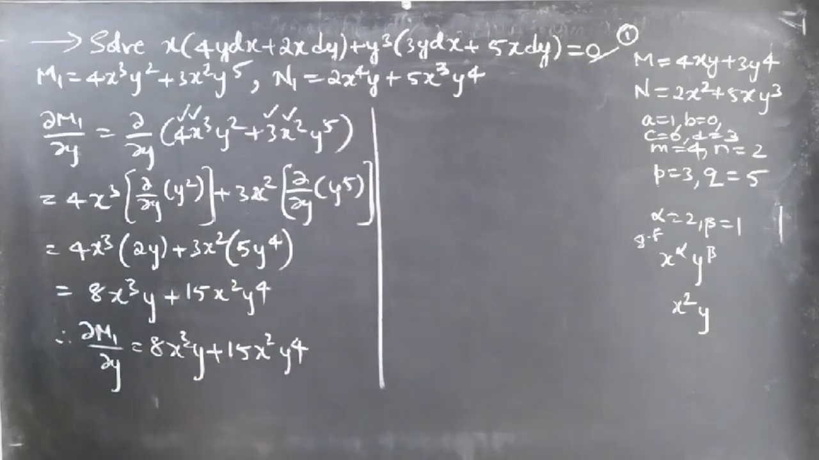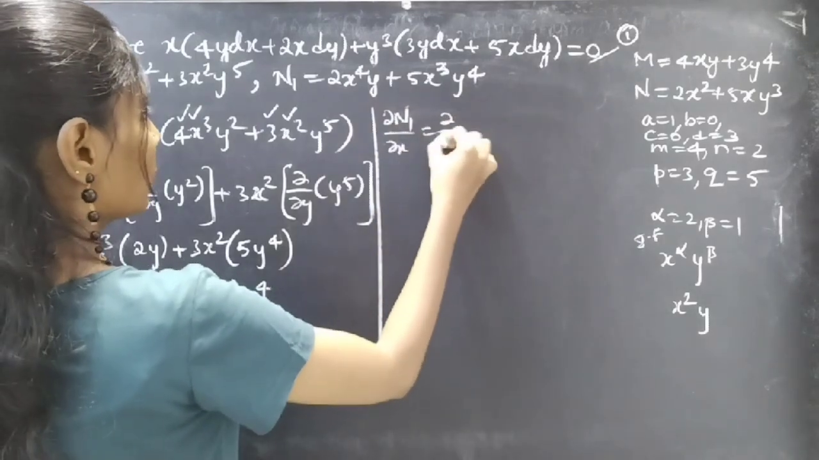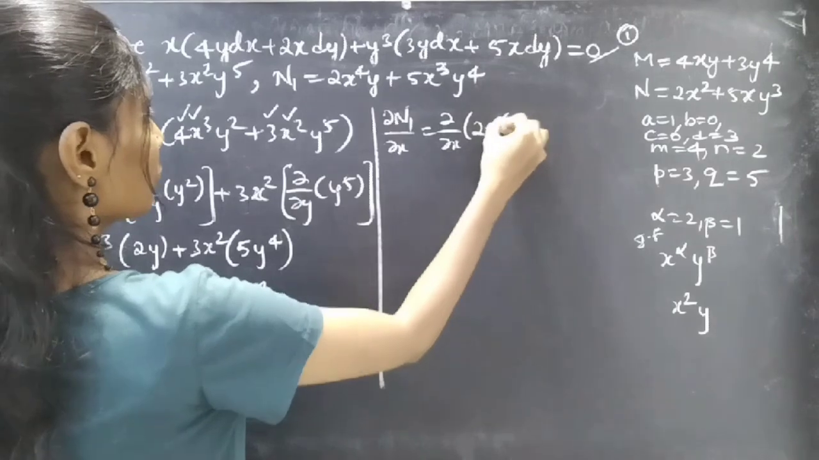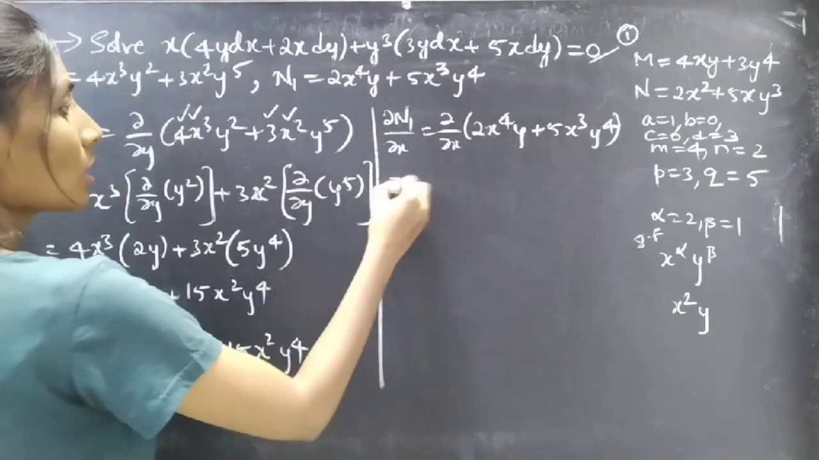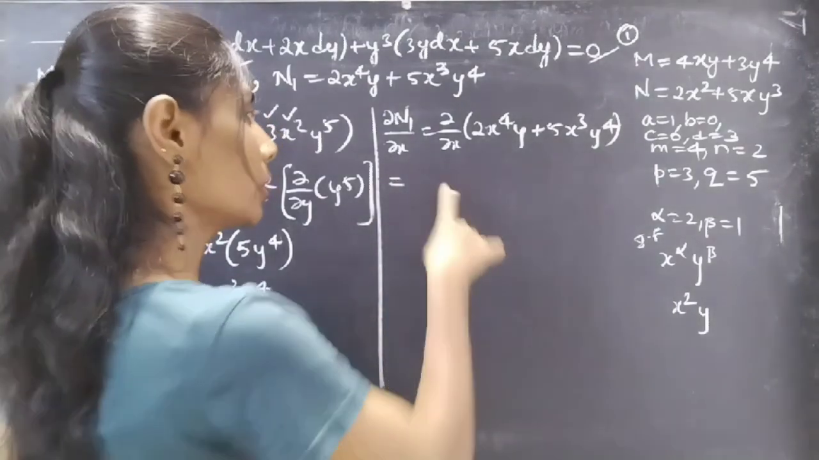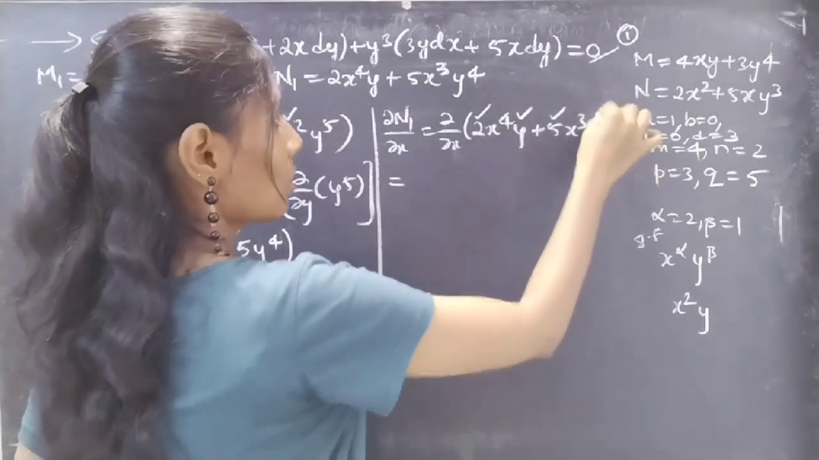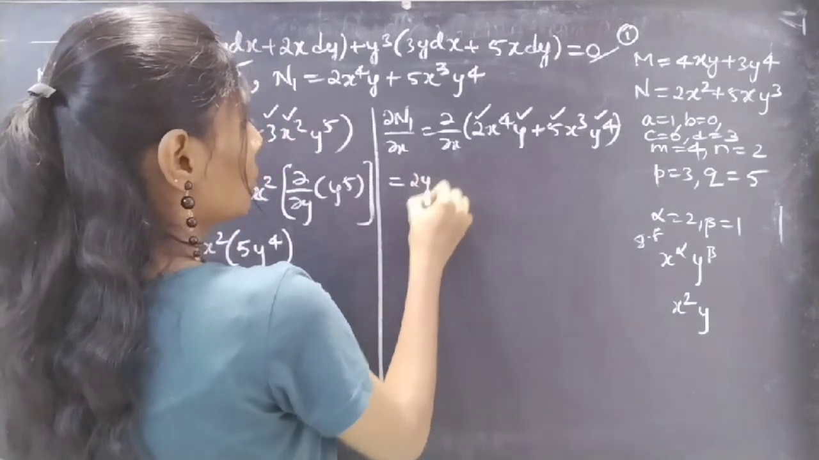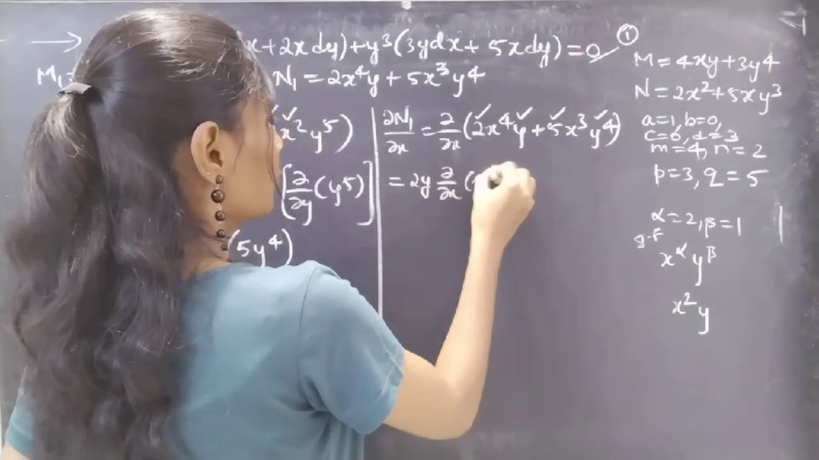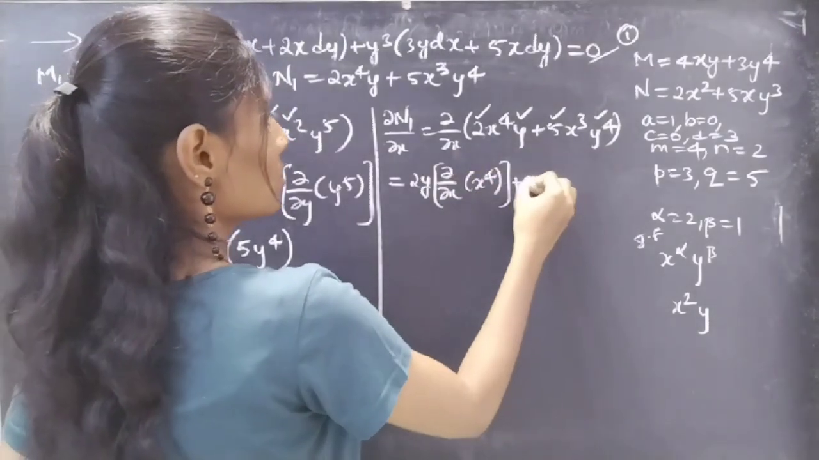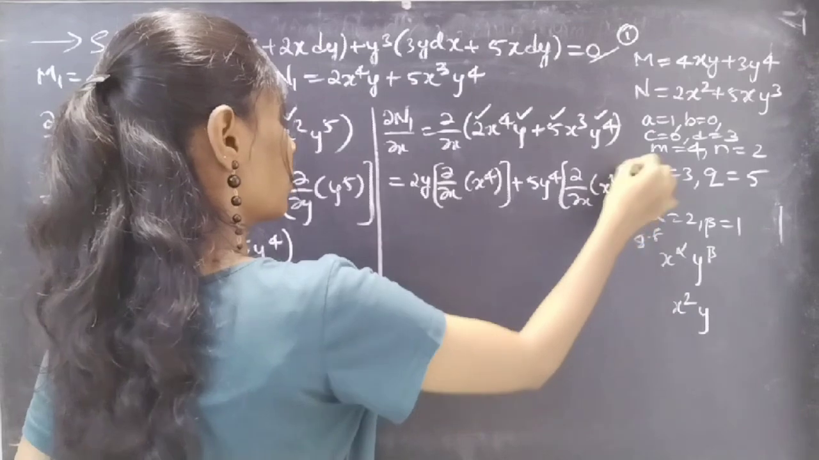Let's now find partial derivative of n1 with respect to x. Dou by dou x of n1, 2x power 4 y plus 5x cube y power 4. Here we need to find the partial derivative with respect to x, so y is treated as constant. In the first term, 2y is constant. In the second term, 5y power 4 is constant. You can write the above expression as 2y into partial derivative of x power 4 with respect to x, plus 5y power 4 into partial derivative of x cube with respect to x.